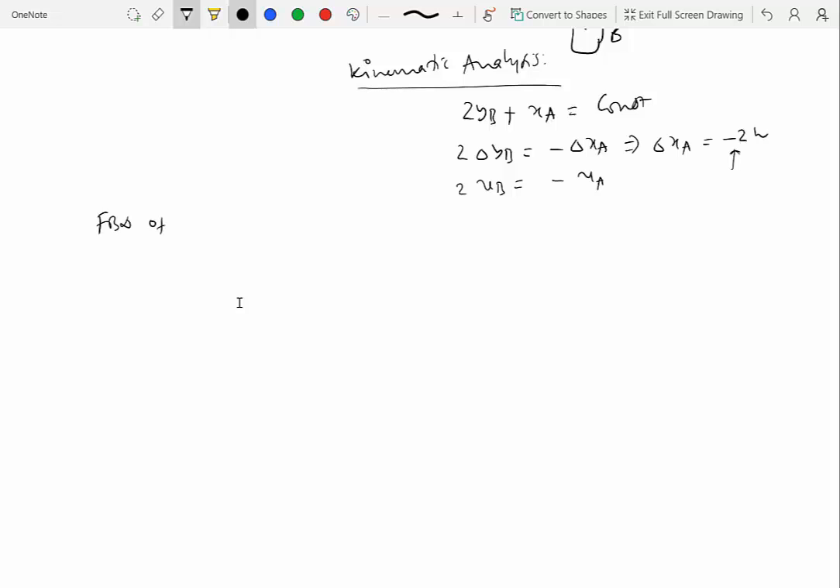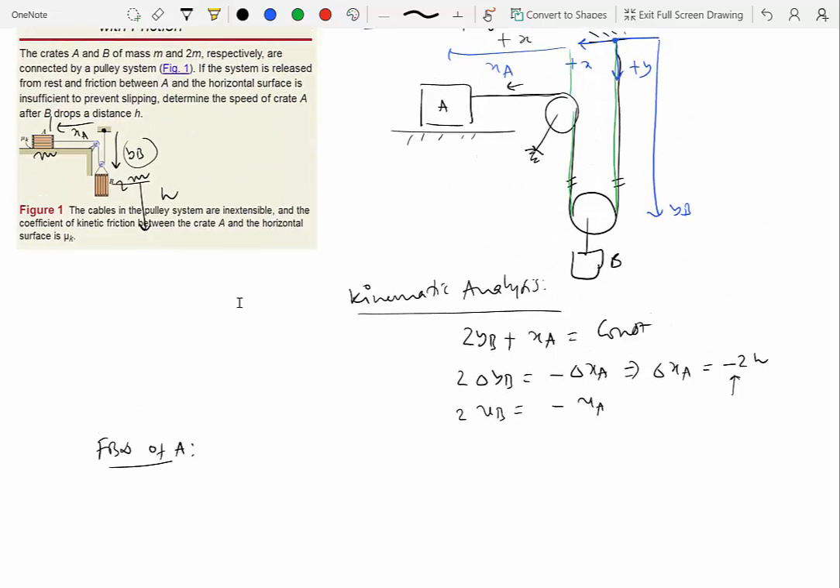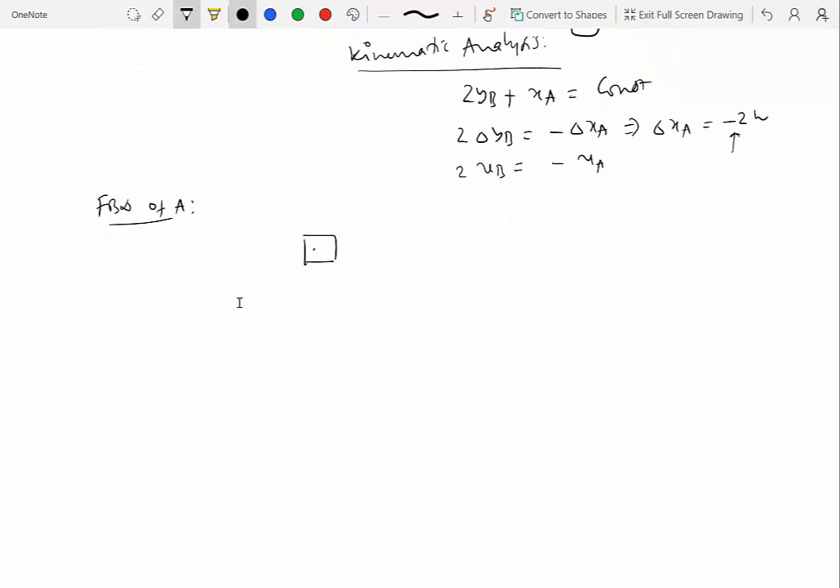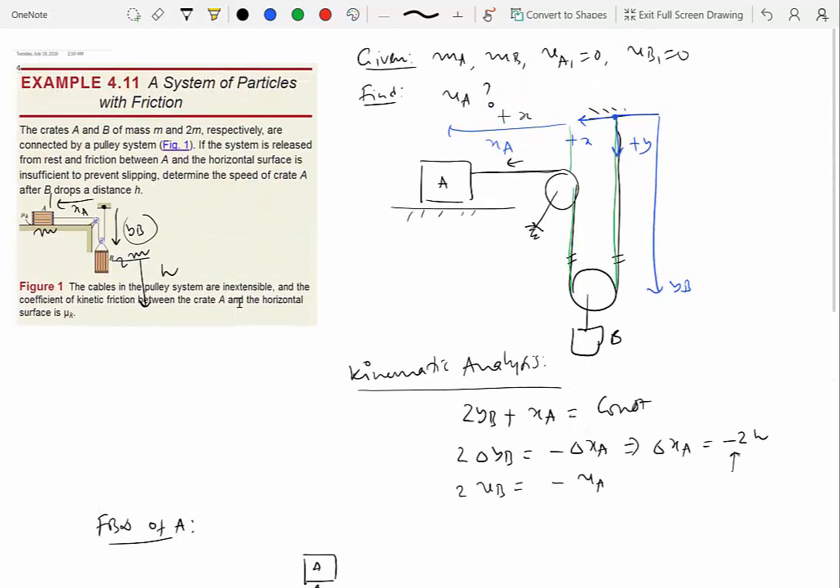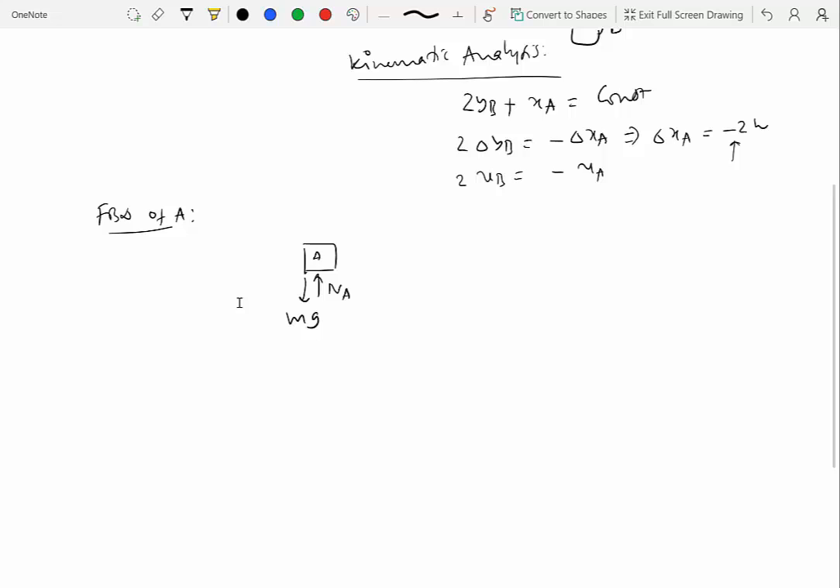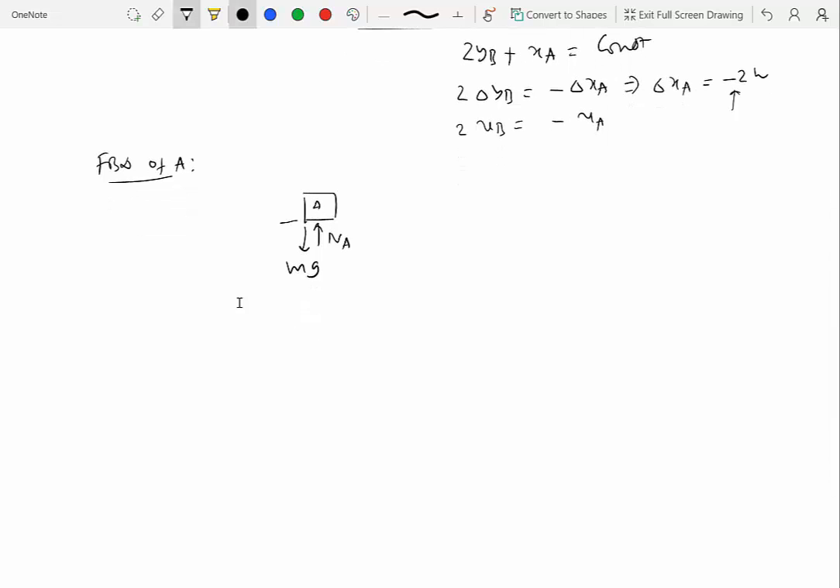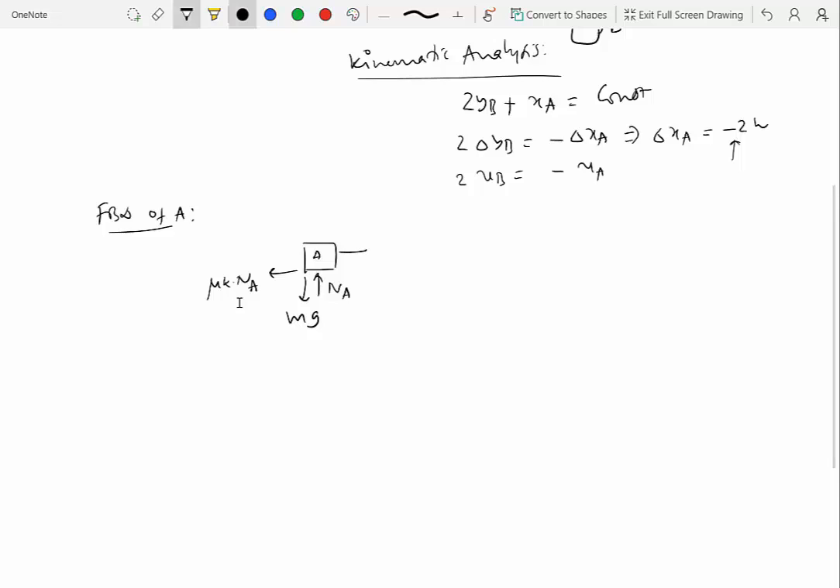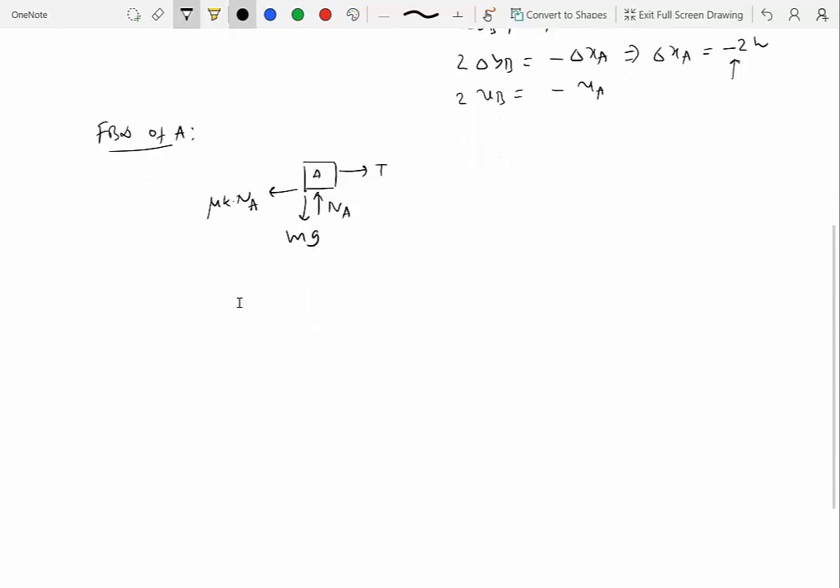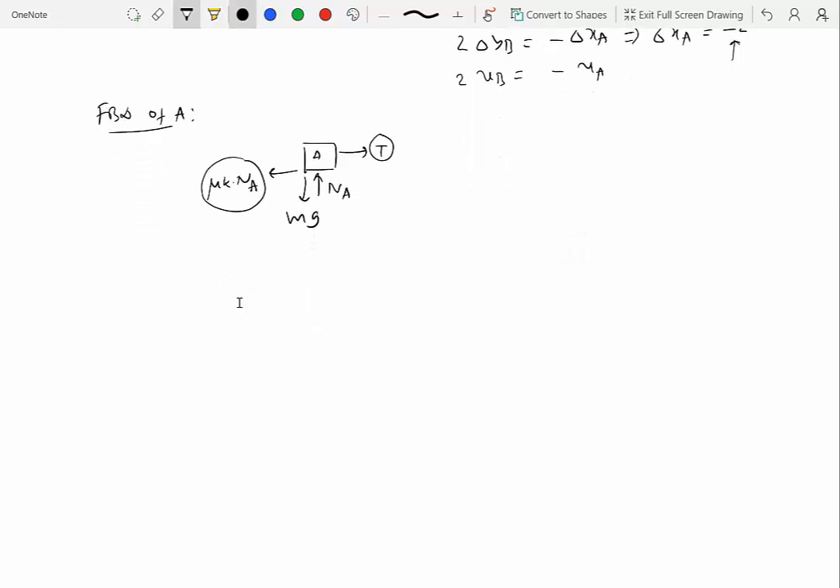So free body diagram of A. We'll start with A. A is a particle on the horizontal surface: normal reaction, the weight, which is mg simply, and then it's moving towards the right, so there's friction force mu_k times N_A. And we have the tension in the cable, we'll call that T. Among all the forces over here, the only forces that will do any work are T and the friction force, right? N_A and mg will not do any work because they're pointing in a direction perpendicular to displacement.